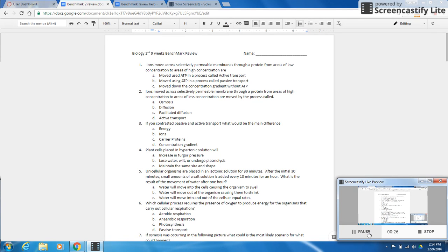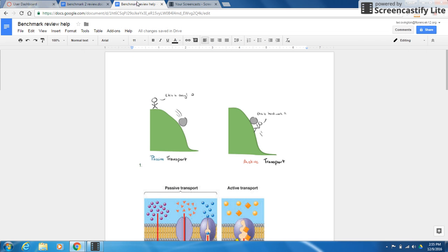So let's just go ahead and jump right in and start with number 1, and we go back to the very beginning of our semester. It says ions move across selectively permeable membranes through protein from areas of low concentration to areas of high concentration. So if we go back and look, we find that it is indeed active transport because you're having to move from a lower to a higher concentration. And that's similar to when we talked about pushing the boulder up the hill, that it would take energy. And indeed, active transport does take energy.